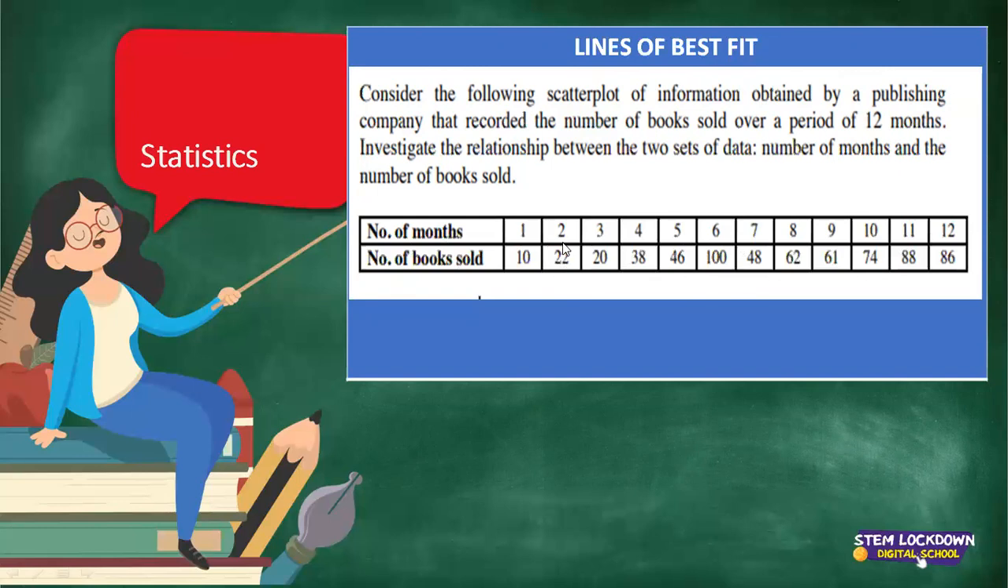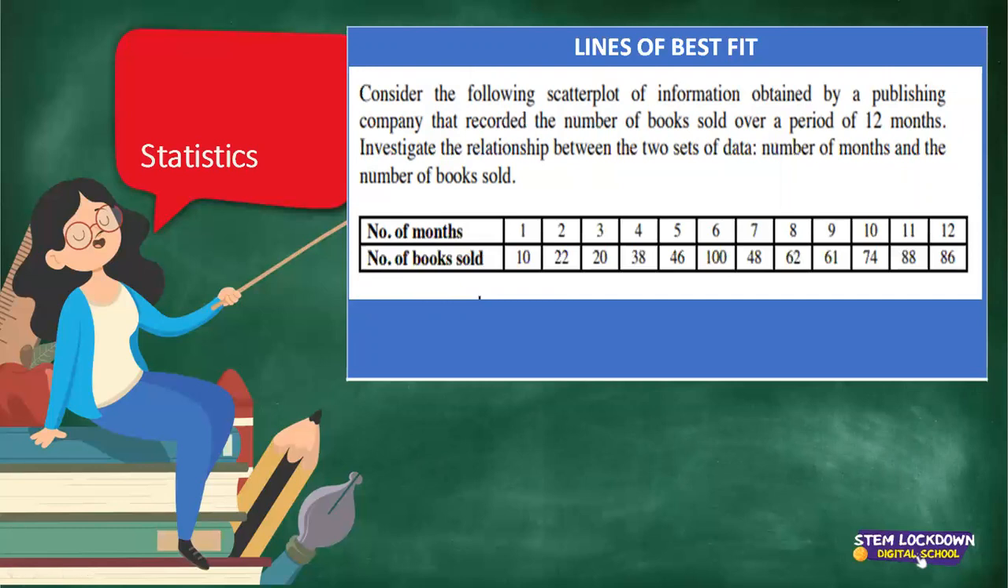What do we do? We draw a scatter plot for this. We try to plot these values on the x and the y axis. The number of books sold would be dependent on the month. So we're going to have the number of books sold on the vertical axis, and the month will be our independent variable, which will go on the x-axis.